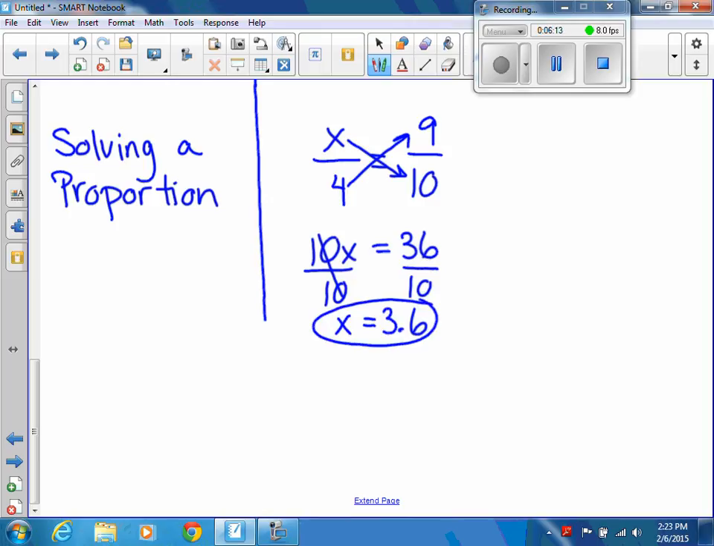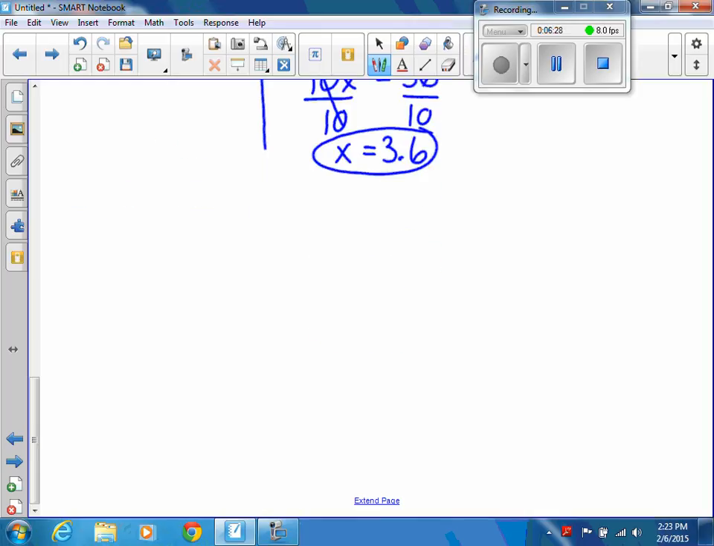Don't panic that it's a decimal or a fraction answer. That's okay. Sometimes in this case, when we're doing proportions, the numerator or the denominator may be a decimal or a fraction. So that shouldn't be anything to worry about when you see that. Let's do one more like this.